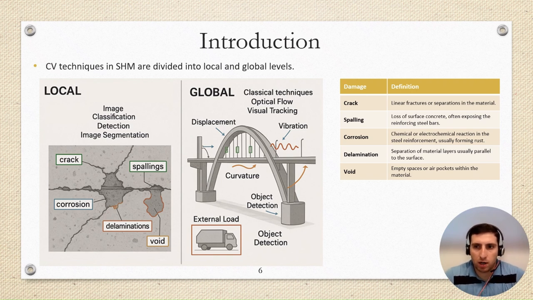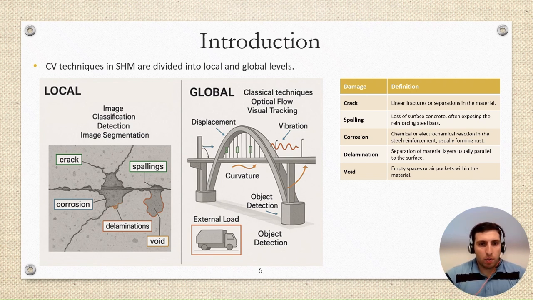Corrosion is a chemical or electrochemical reaction in the steel reinforcement, usually forming rust. Delamination is separation of material layers, usually parallel to the surface. And void is empty spaces or air pockets within the material.